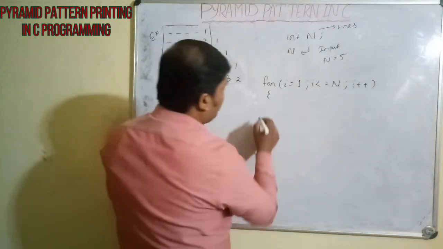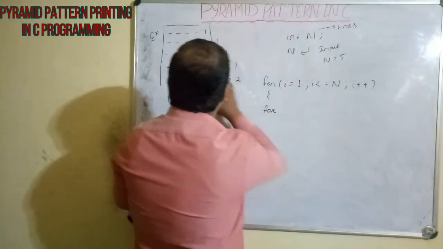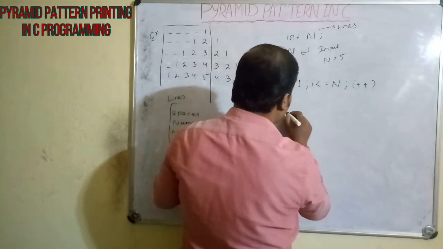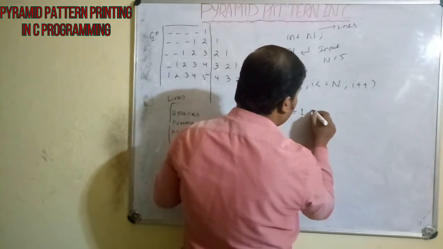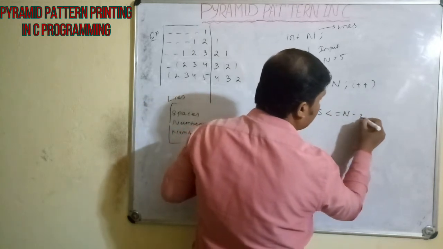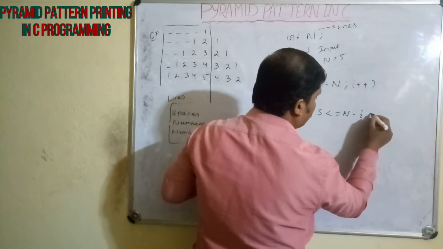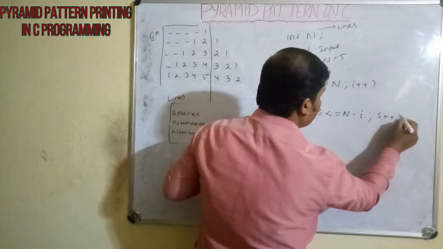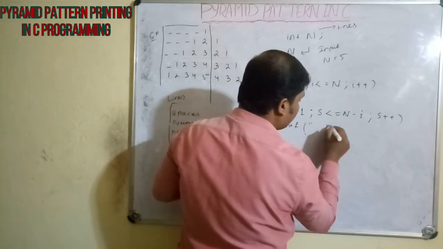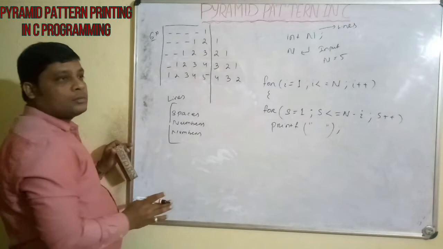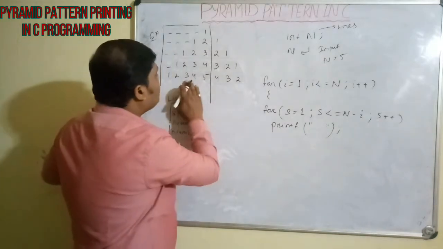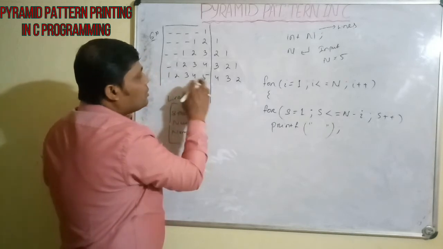Now you can see there is one space loop. Same, whatever discussed previously. This is space equal to 1, then space less than equal to n minus I. Clear? Then space plus plus. Printf what? One space. Clear? Because space is same, structure is same. Now come to what we are printing.